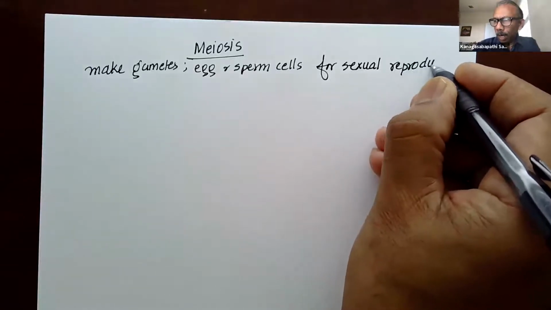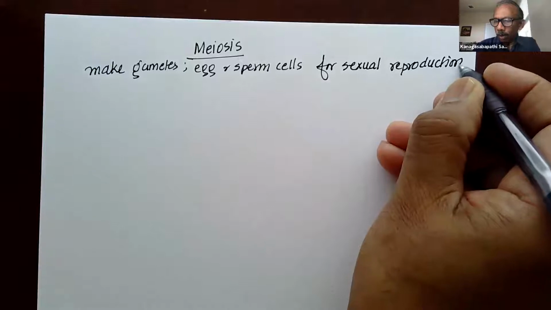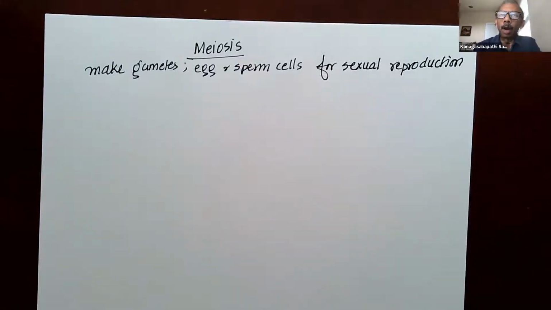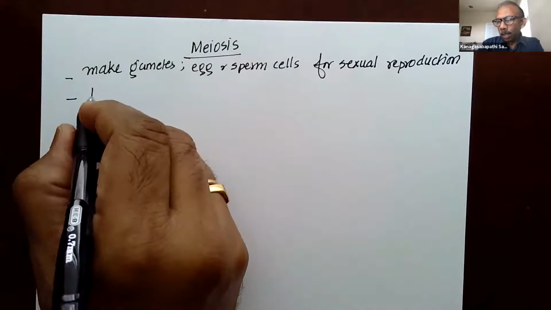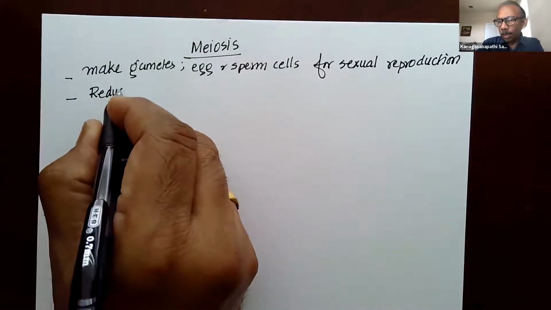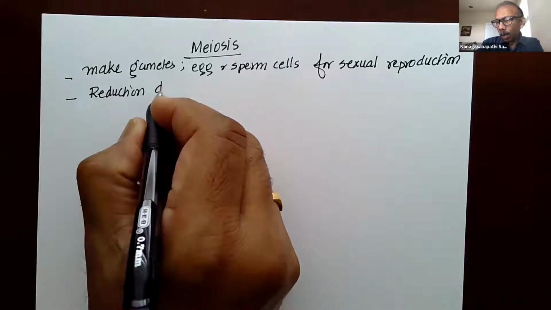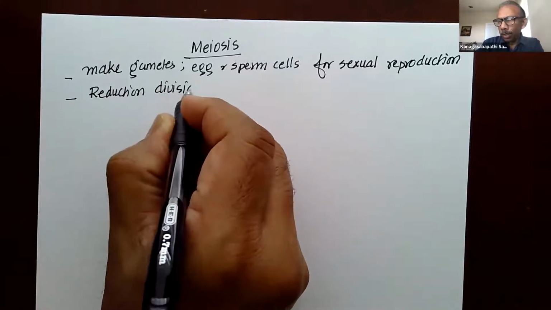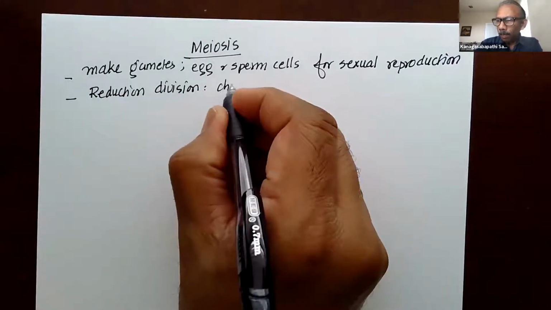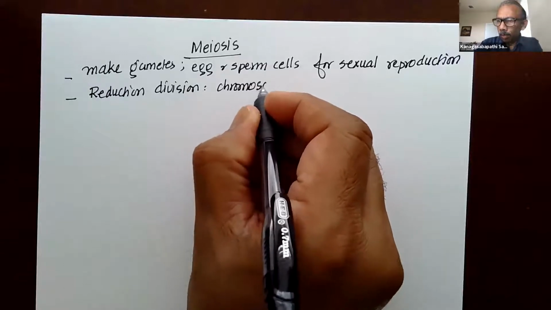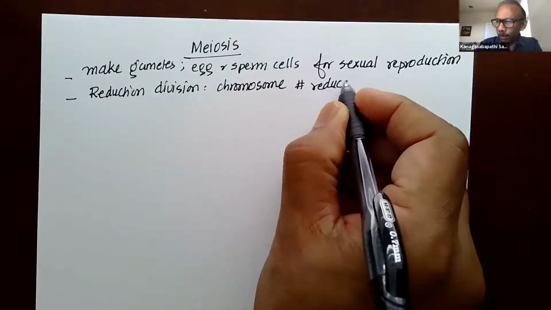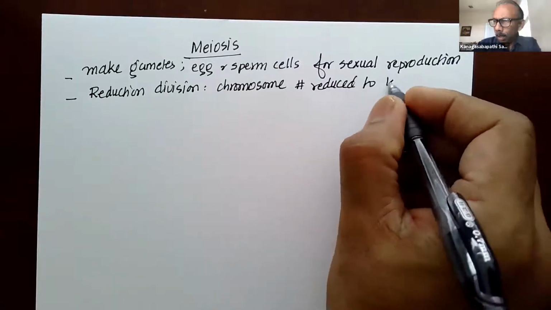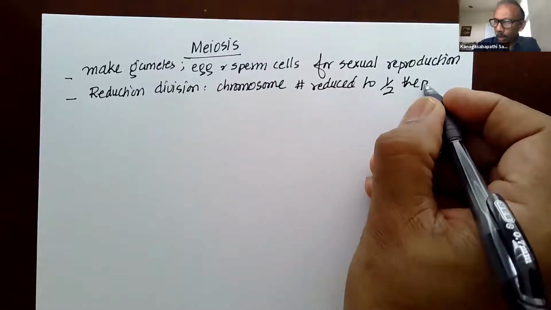Asexual reproduction, like potatoes or sugar cane or stem cuttings to propagate roses, doesn't need to do this. In addition to that, meiosis is also known as a reduction division, where the chromosome numbers are reduced in half. The chromosome numbers are reduced to 1/2 of the parent.